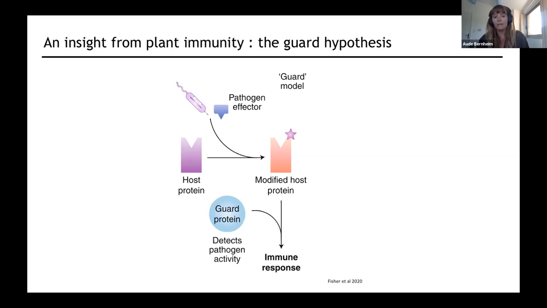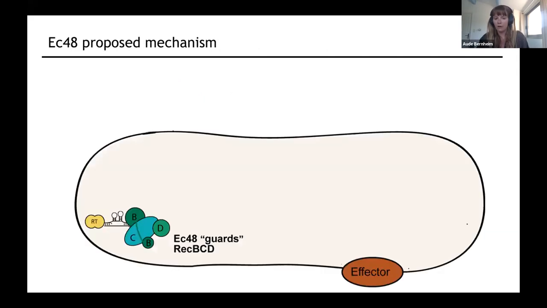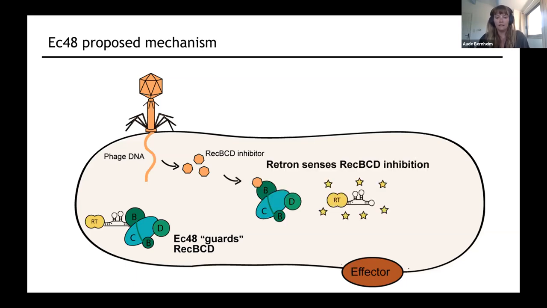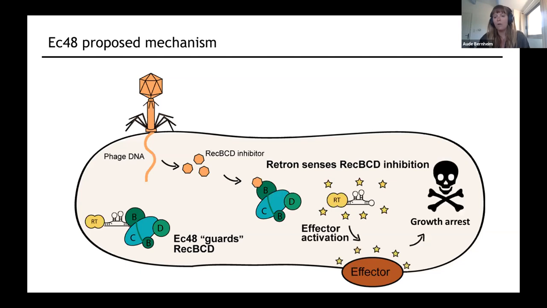And the nice thing is that within plant immunity, they developed a lot of different experimental ways to test for this, which we adapted, and we were able to test this hypothesis. I won't show you the results, just the general mechanism: it ended up that indeed EC48 guards RegBCD, and the current mechanism we have is that the retron part is guarding it. It's not fully demonstrated, but this is the current hypothesis. The phages come and express RegBCD inhibitors. This is sensed by the retrons, which then activate the effectors, leading to growth arrest. And so that's what we have.